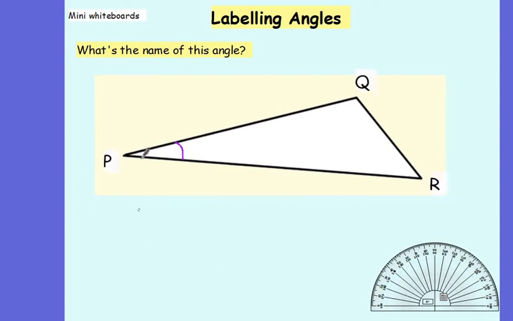So how about now, what do we call this angle? This time we're starting at Q, going through P, ending up at R, so we could call it QPR, or alternatively you might have started at R, gone through P, ended up at Q, and called it RPQ.